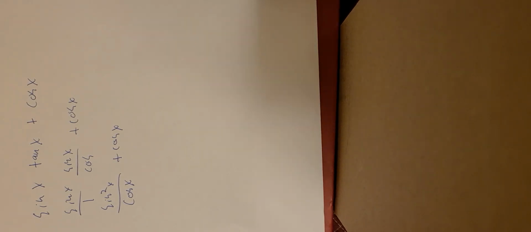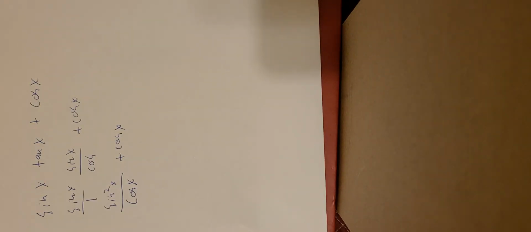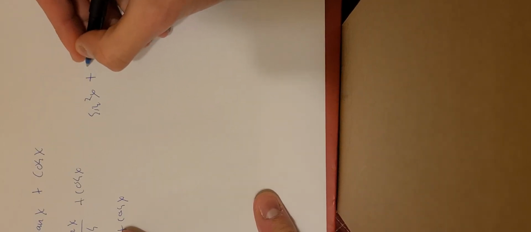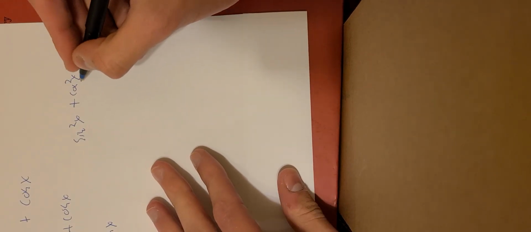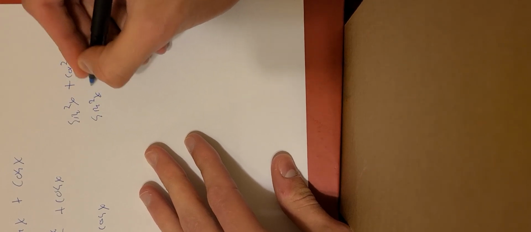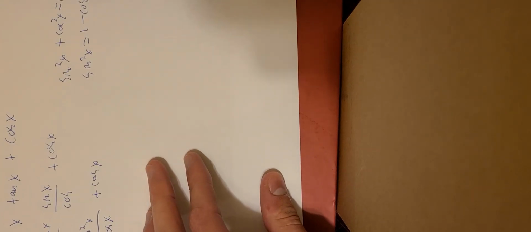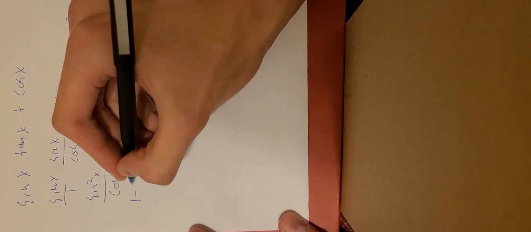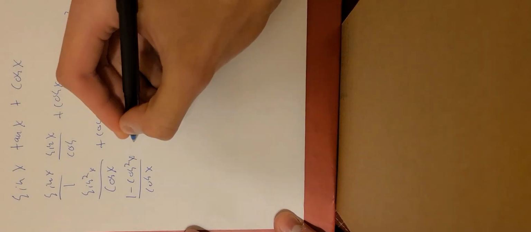So from here, we want to get rid of the sine squared on the top, and, from the Pythagorean theorem here, sine squared x plus cosine squared x equals 1. We can see that if we subtract cosine squared, we get sine squared x equals 1 minus cosine squared x. It's a bit gross, but whatever. So then we can substitute that on the top, and we get 1 minus cosine squared x over cosine x plus cosine x.